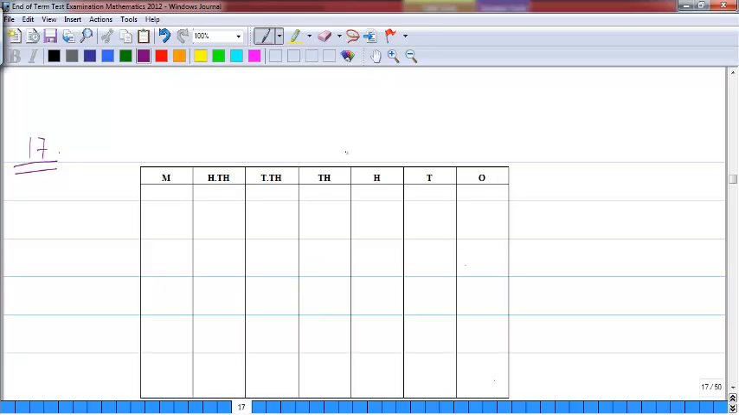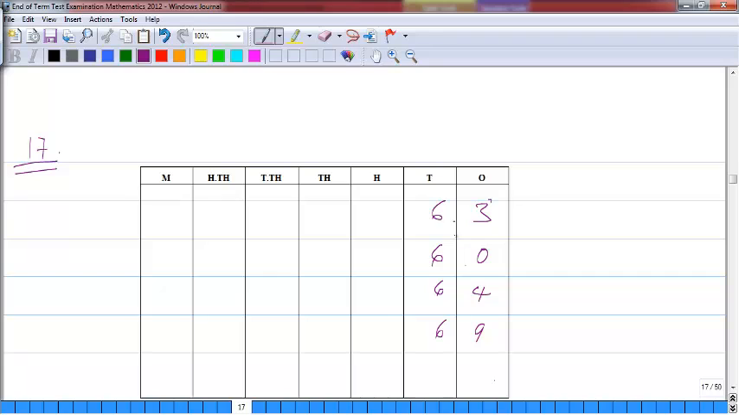Number 17 says, which of the following has the least value? Okay, so let's fill in these. For A, we have 3 ones and 6 tens, or 63. Then we have for B, no ones but 6 tens, that's 60. We have 4 ones and 6 tens, that's 64. And then we have 9 ones and 6 tens for D, 69.